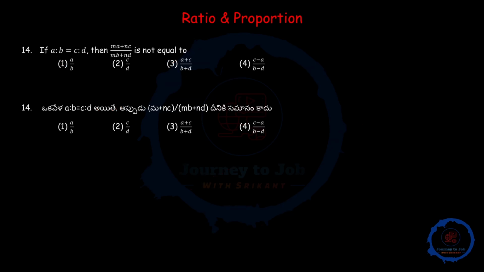Next. See, A is to B, C is to D ఇచ్చాడు. (MA plus NC) by (MB plus ND) అడుగుతున్నాడు. So simply A by B is equal to C by D. Okay, now multiply here M and divide with M. Here multiply with N and divide with N. Now it became MA by MB is equal to NC by ND.